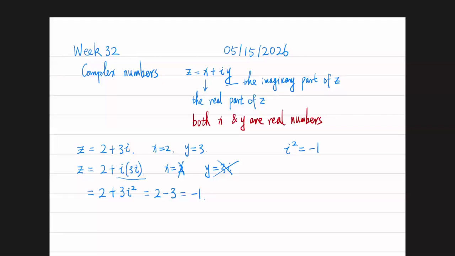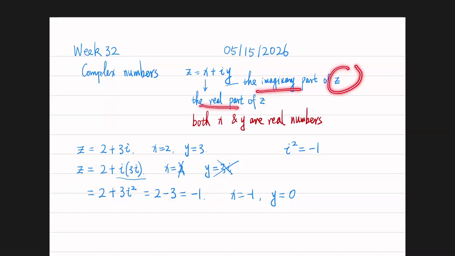Okay, now let's see what's the real and the imaginary part of this complex number. Okay, Amy. The real part is -1 and the imaginary part is, I don't know. So there is no imaginary part, it's just 0.